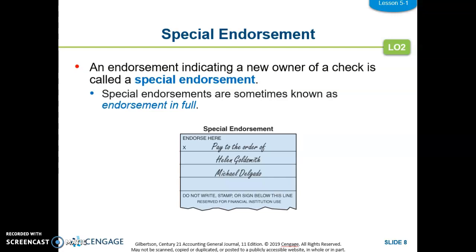So this one here is from Michael Delgado. He is transferring the ownership of this check to Helen Goldsmith. So he would write "paid to the order of Helen Goldsmith," and then he would sign his own name underneath it.